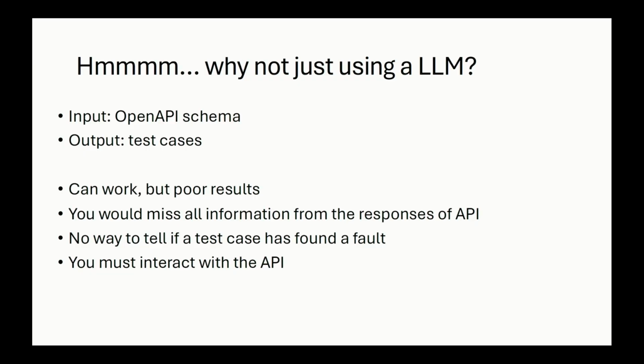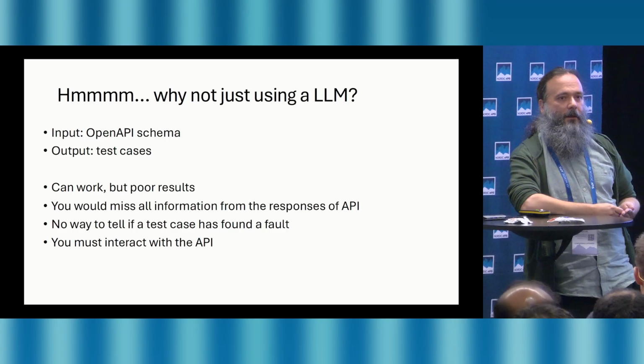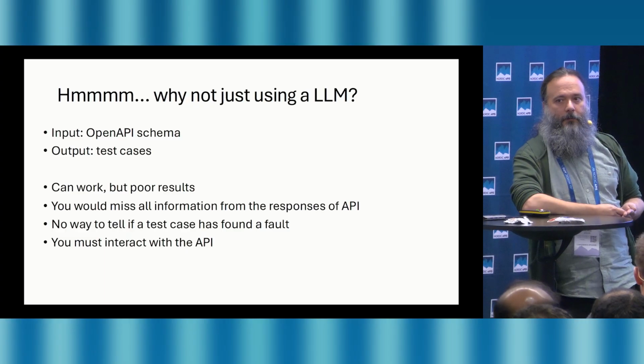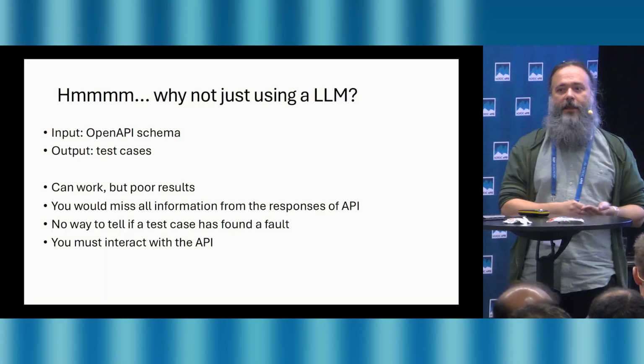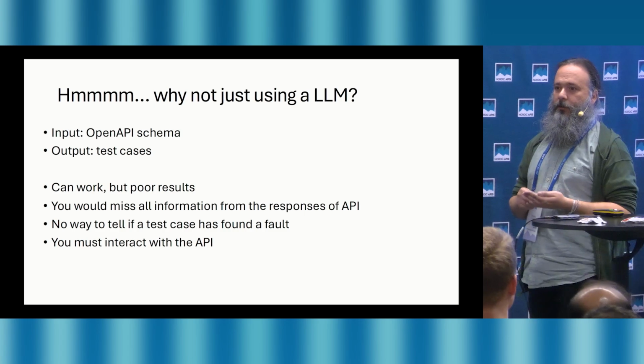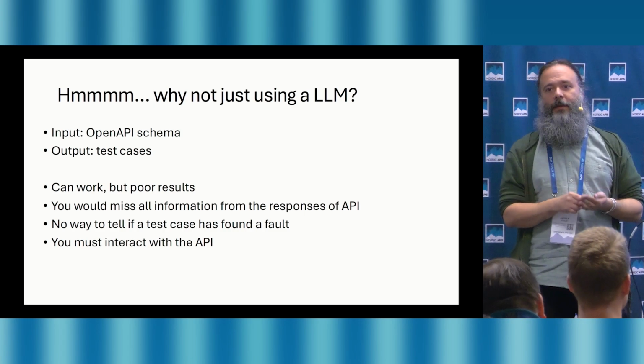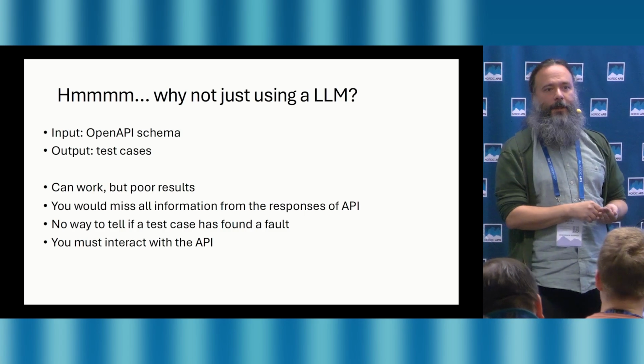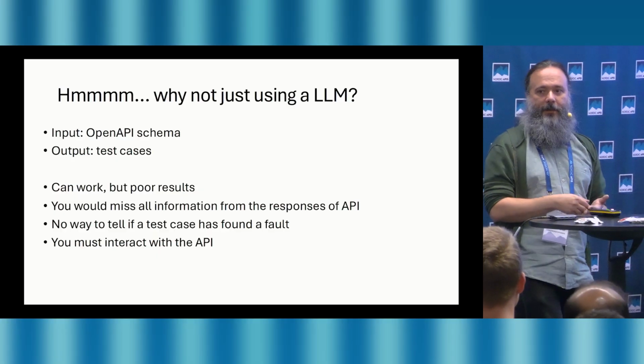But of course, you can download the fuzzer. Why don't you just use an LLM? I mean, it's 2025. Isn't an LLM the answer for everything? Yes, you can. But it all depends on how much information you have. If the only information is the information that is in the schema, the result will suck. Because most of the logic is in the API itself. So whatever you do, you need to interact with the API. You need to have dynamic feedback to be able to generate better test cases.